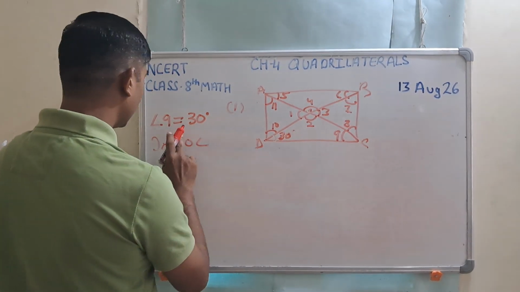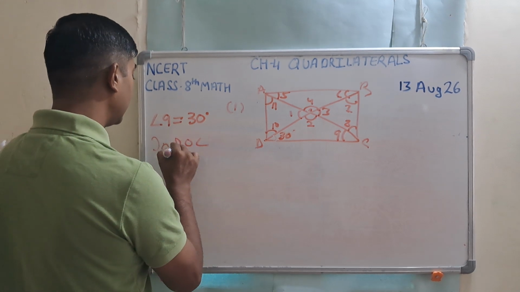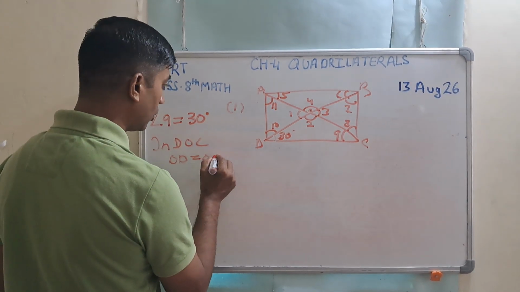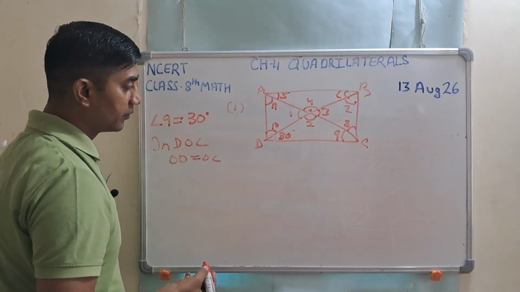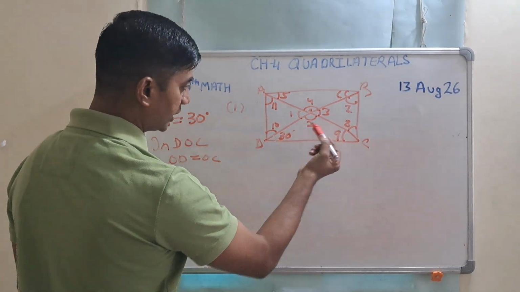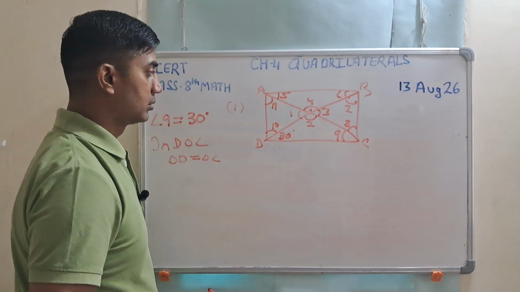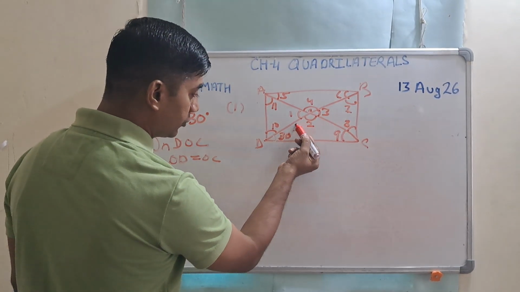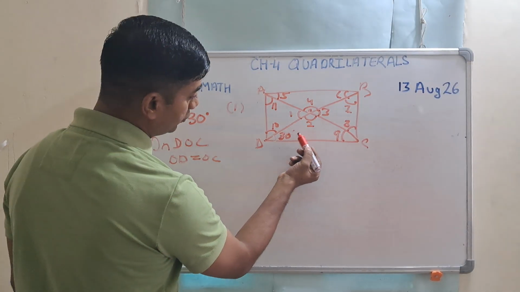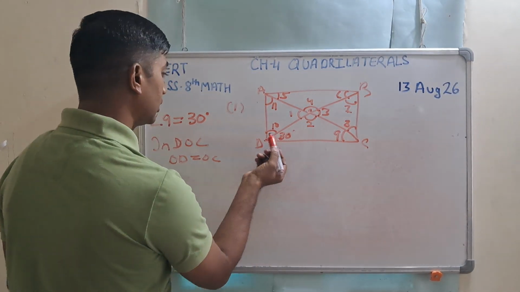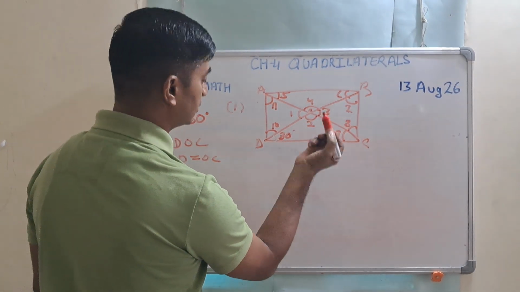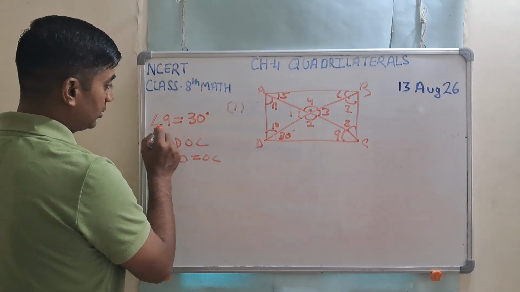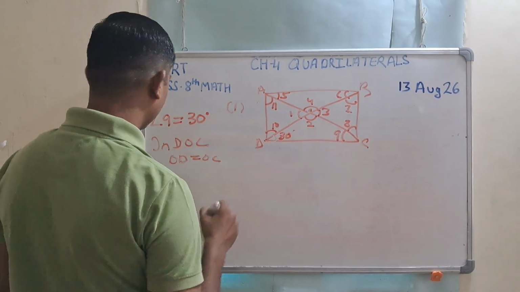If we see in triangle DOC, OD is equal to OC. We know that from the property of the diagonal. So, since in the triangle this side is equal to this side, this angle will be equal to this angle, and since this angle is 30, this angle is 30. Understood? So we got angle 9 is 30.